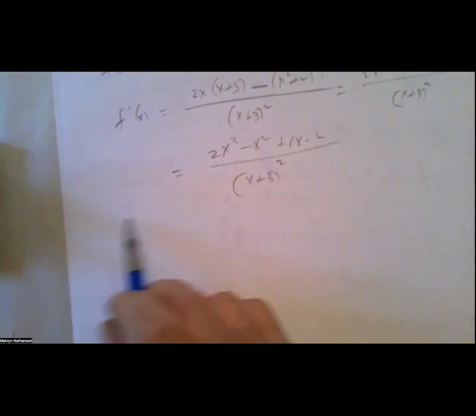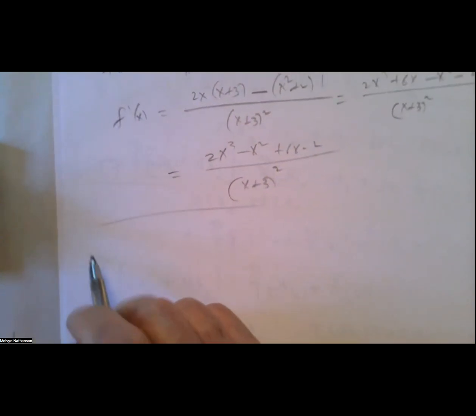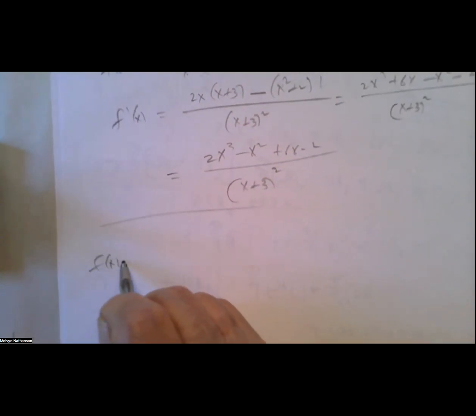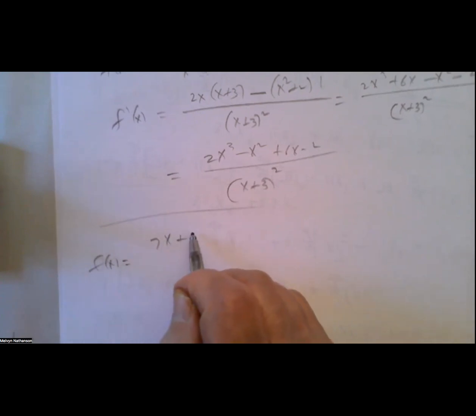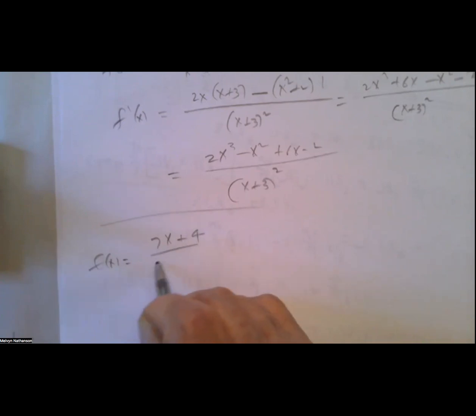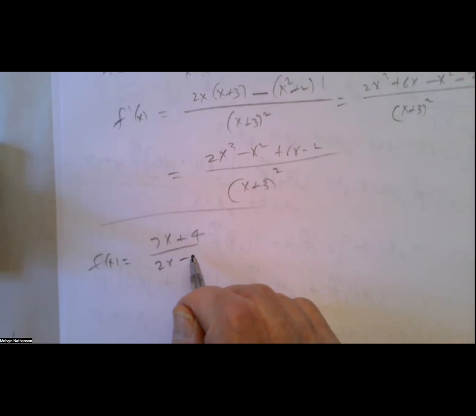Let's do another one. I mean, the quotient rule is the hardest rule to get to use properly. Suppose f of x is 7x plus 4 over 2x minus 3.